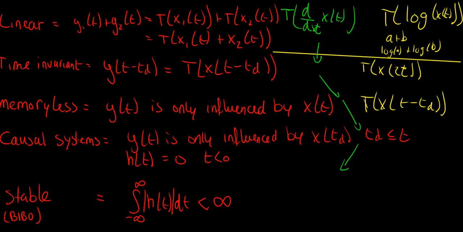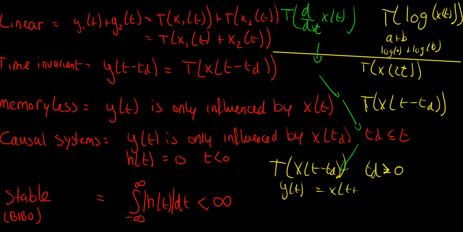And the same for causal systems, only then we look at a difference where we shift one to the left. So in this case, t_d needs to be positive. If t_d is positive, then we shift to the left, and then we need to know the future of our function to write down the function that we have right now. So we could say that y of t is x of t plus 1. Then we need to know the future for our output.